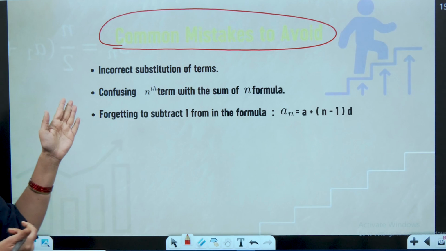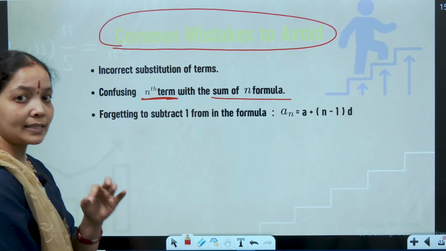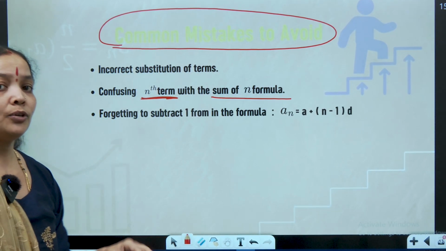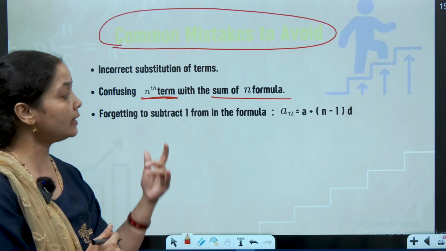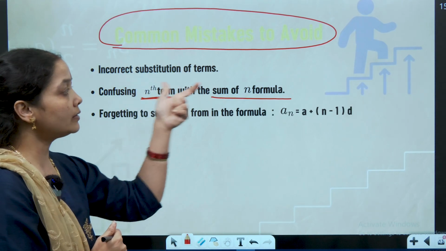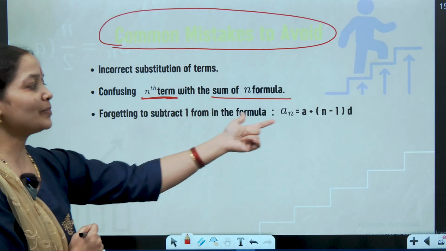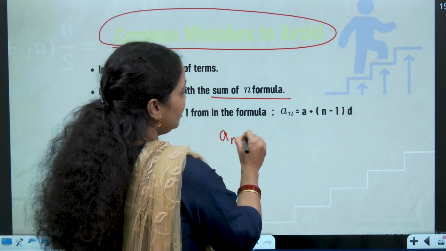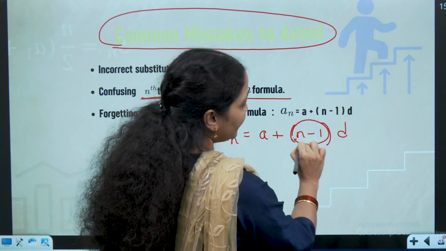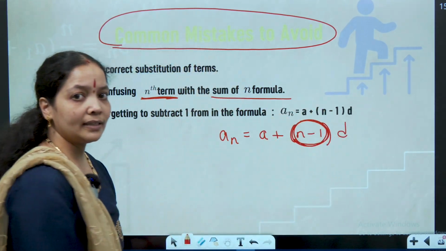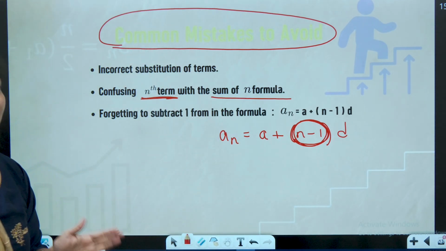The second confusion is whether I have to apply the nth term formula or the sum to nth term formula. As I have solved in this session, when you read a question, you will get to know whether it is AN or SN. Just recheck the questions and you will be able to figure out whether you have to substitute the nth term or the sum to nth term. Then, in the formula AN is equal to A plus N minus 1 into D, most of the students won't subtract this 1, or they will just randomly take it as something different, which is making your answer incorrect. So these are the 3 important mistakes committed by my kids.